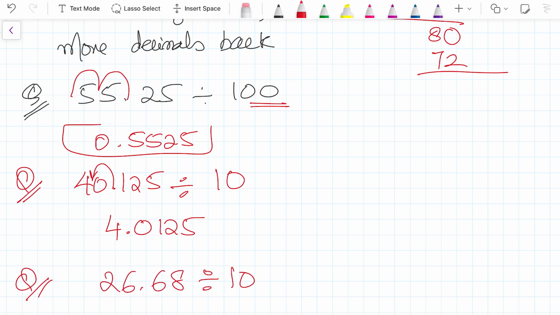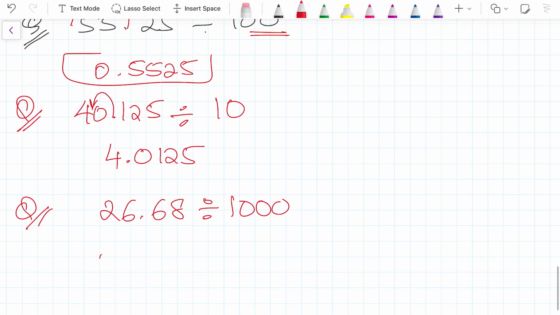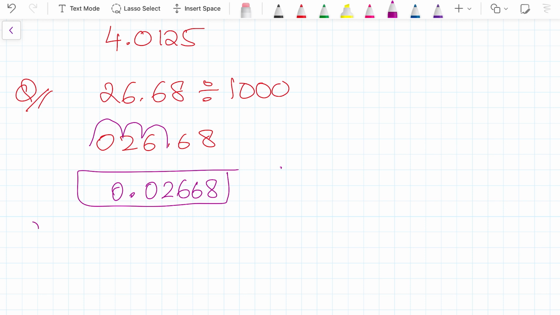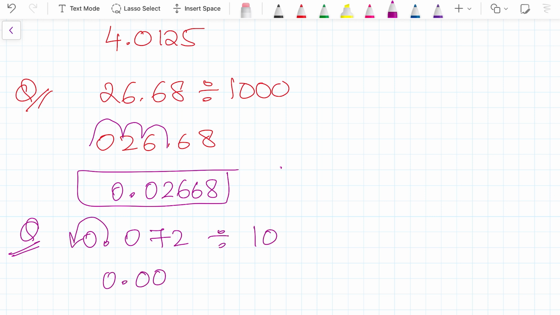26.68 divided by 1000. 026.66. I'm just writing extra zeros so you know how to move the decimals back. 123.02668 is going to be my answer. 0.072 divided by 10. Move 1 decimal back. 0.0072 will become my answer.